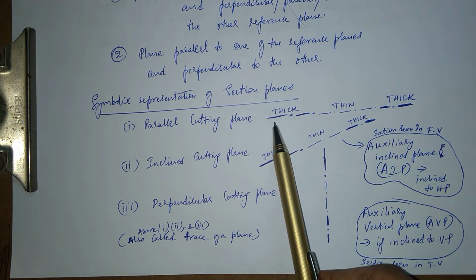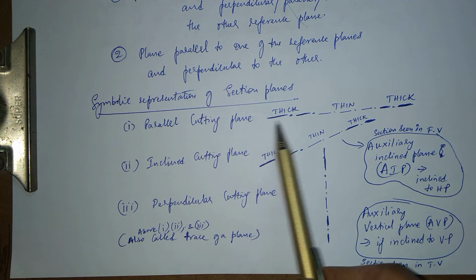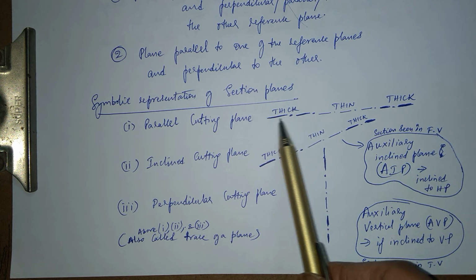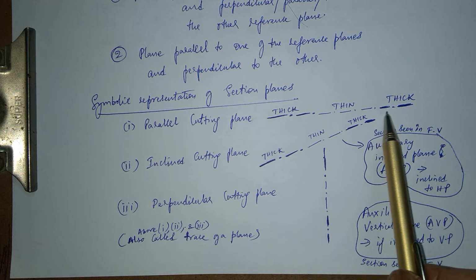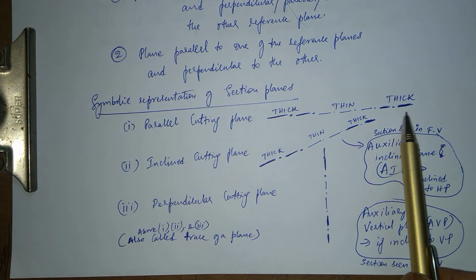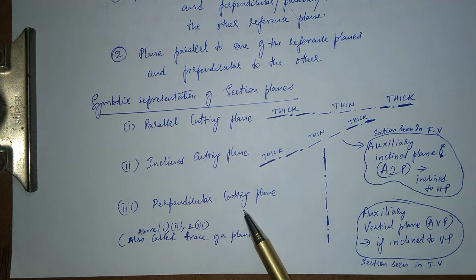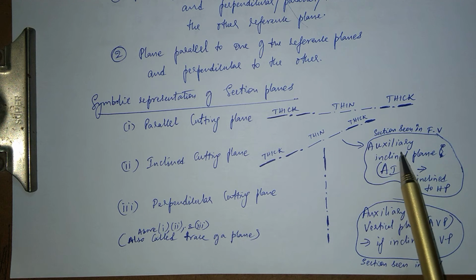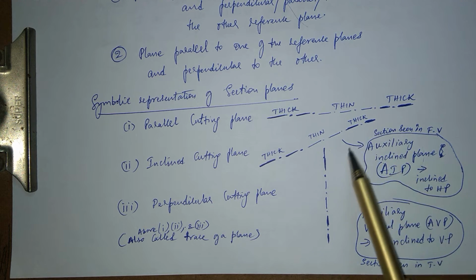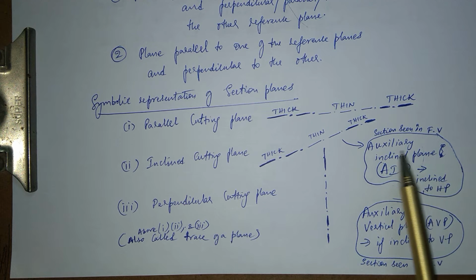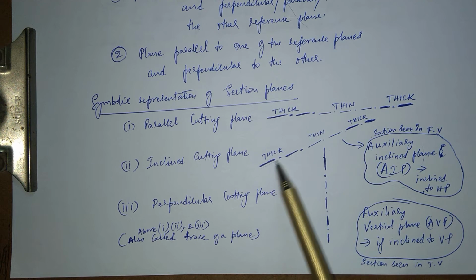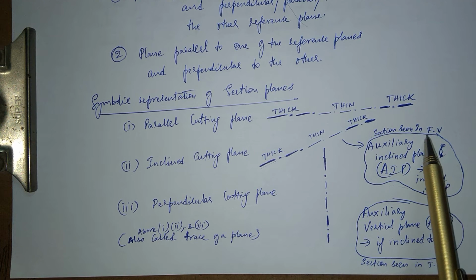This is represented by a thick line. Basically, it's a long dash and dot line, but there is a thick line at the ends, and in the center it's a thin line, and at the ends again it's a thick line. So this is like parallel, inclined, and perpendicular cutting planes. This auxiliary inclined plane is inclined to the HP and perpendicular to the VP. Okay, so the sectional plane, that means this line, is seen in the front view, that is above the XY line.